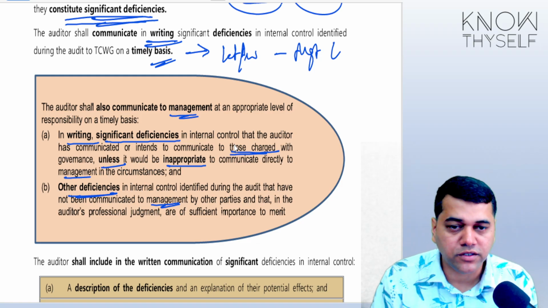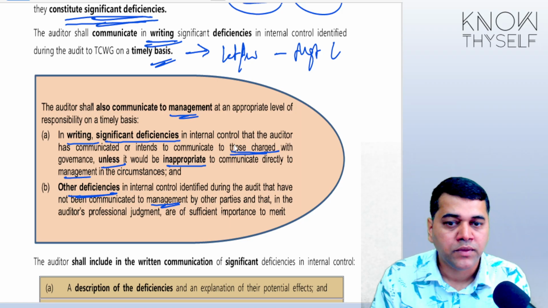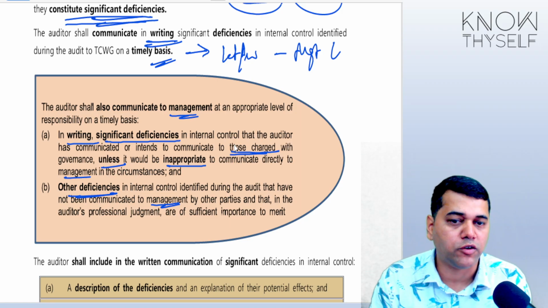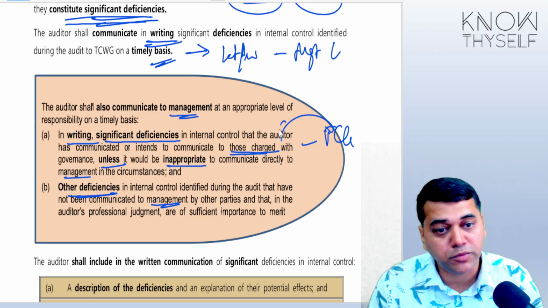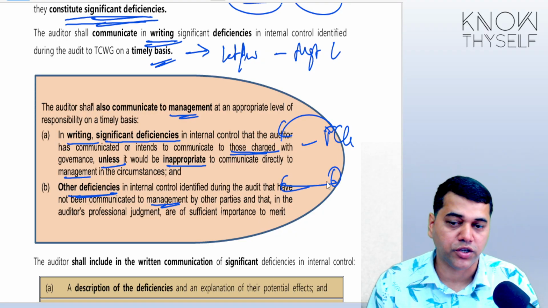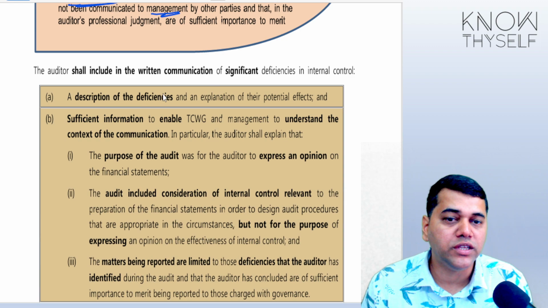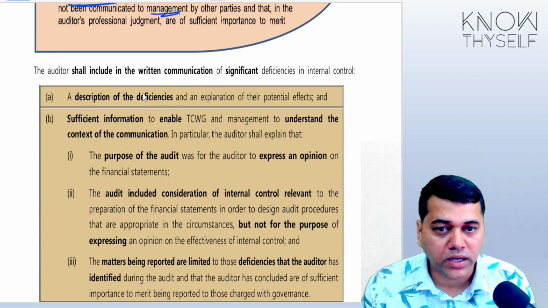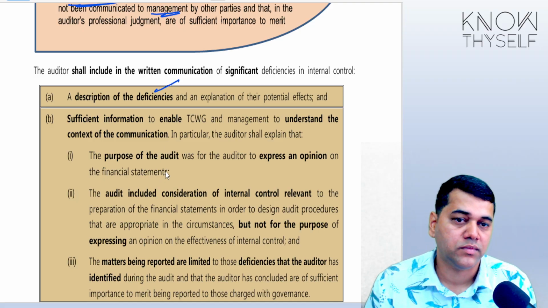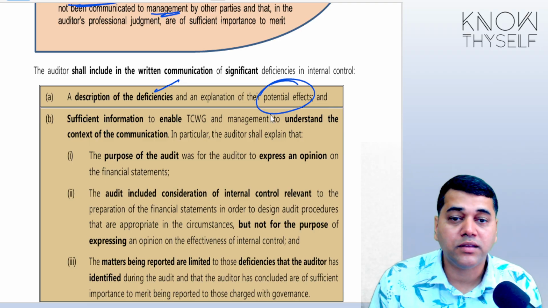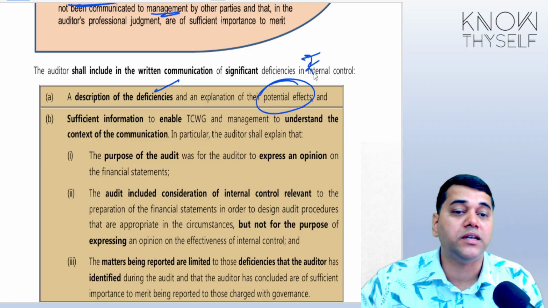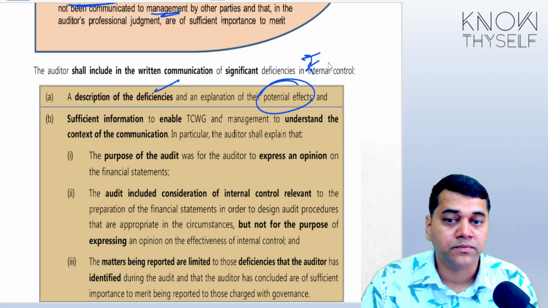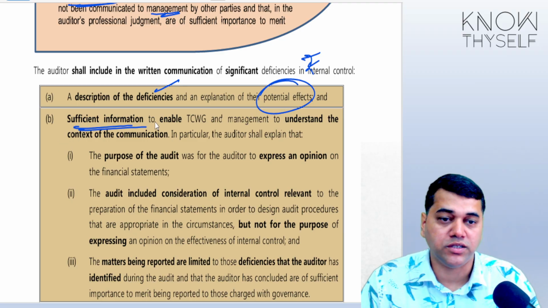So whatever significant deficiencies they have figured out, they have to communicate to the management, and all other deficiencies also may have to be communicated. The significant deficiencies communicated to TCWG also have to be communicated, and other deficiencies also. Now, what shall the auditor include in the written communication? One, a description of the deficiency along with its potential effect. Why? If you simply tell, it will not touch. But when you monetize it and say this can be the possible loss, now somebody will become very serious. And you need to give sufficient information.